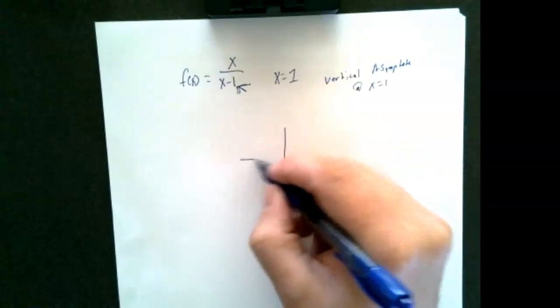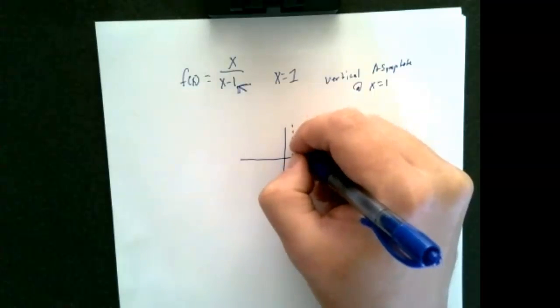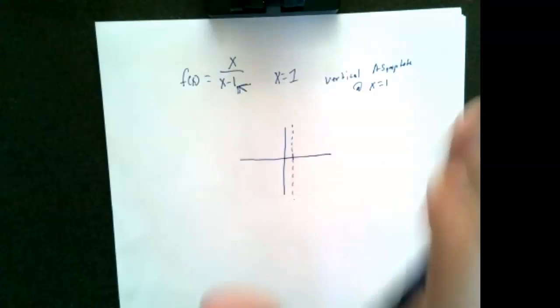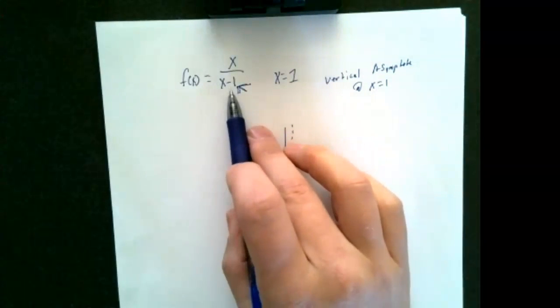Draw our graph here. So I have this dashed line where my graph will approach, but it will not meet it. That's because it becomes undefined here.